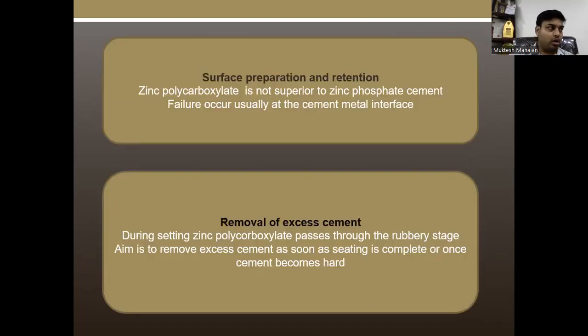So, this is all about the zinc cements. This is all about luting cements for today. In the next lecture, we are going to discuss glass ionomer and resin-modified glass ionomer, and in the third part we are going to discuss the self-adhesive cements. Okay, thank you.